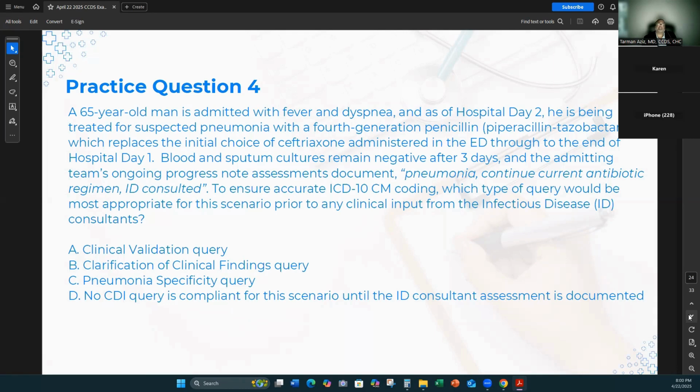So here we have a 65-year-old, fever, dyspnea, and on hospital day 2 is now being treated with the fourth generation penicillin, which replaces an initial choice of ceftriaxone that was given in the ED through to the end of hospital day 1. Cultures and all that are negative, and we see the initial admitting team documentation as well as ongoing notes. Pneumonia, continue current antibiotic regimen, ID consulted. So we want to know to ensure the right coding, what type of query would most likely be sent.